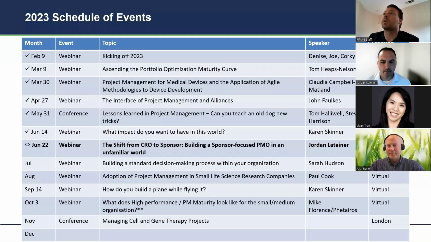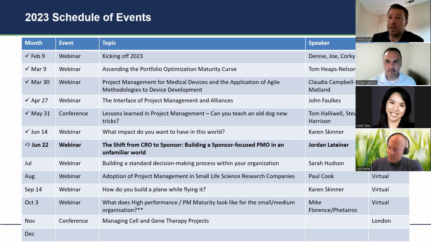Okay, a few more notes here. I want to share my screen and talk about some of the upcoming events. Okay, so we've done a lot this year already. You can see we started back in February. We kicked off the series this year. In March, we had a session with Tom Heaps Nelson about the portfolio optimization maturity curve, and he talks about assessing your PMO maturity and ways to fill the gaps and bring your maturity to the next level.